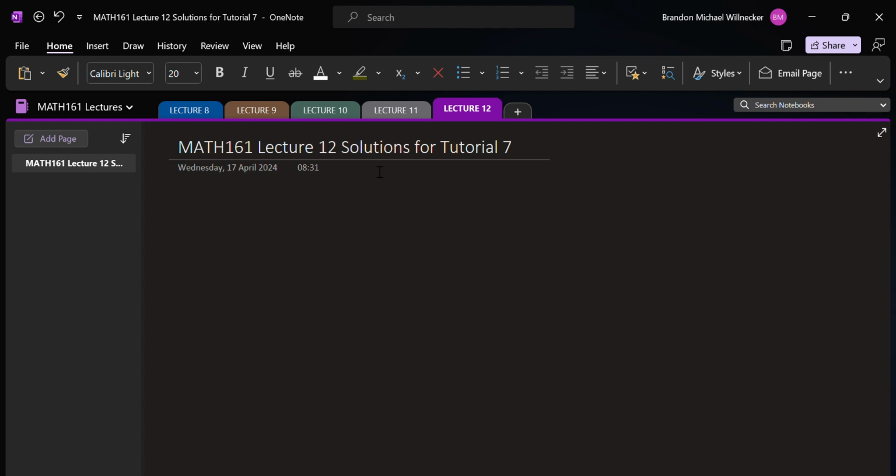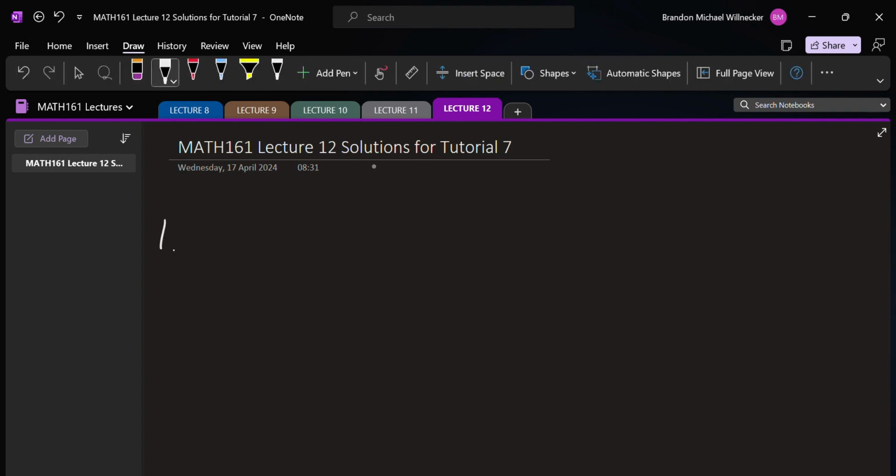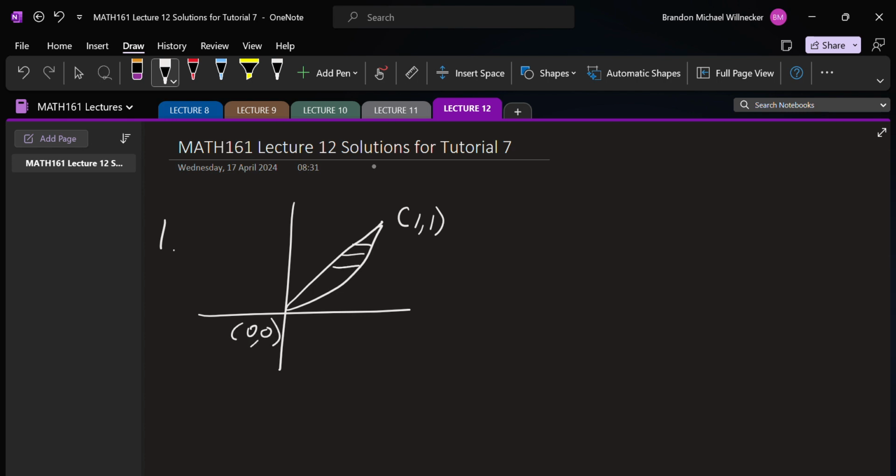Okay, so let's go with the solutions here. Number one, we've got the parabola y equals x squared and the straight line y equals x. So a quick sketch of that. It's going to look something like that. We know they intersect at (1, 1), and at the bottom here, they intersect at (0, 0). A rough sketch like that will help us out.